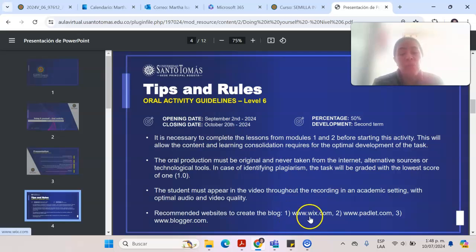There are some recommendations in terms of websites in order to create your blog. We have Wix, Padlet, or Blogger. My personal recommendation is to work on a Blogger. Why? Because it's easier, that is more familiar for you. But in any case, it's important that you complete the 5 steps in a blog. It doesn't matter which one you prefer, but my recommendation is to use Blogger, but it's up to you.